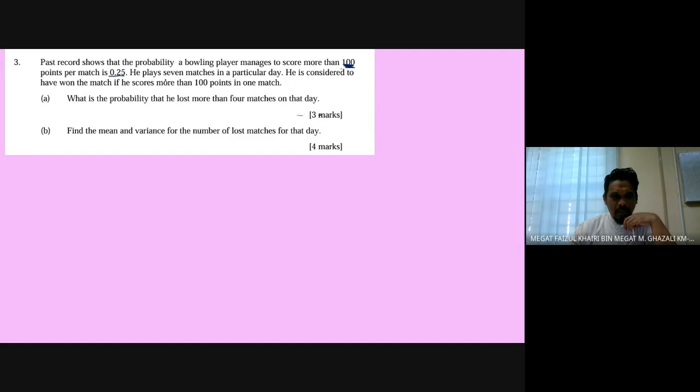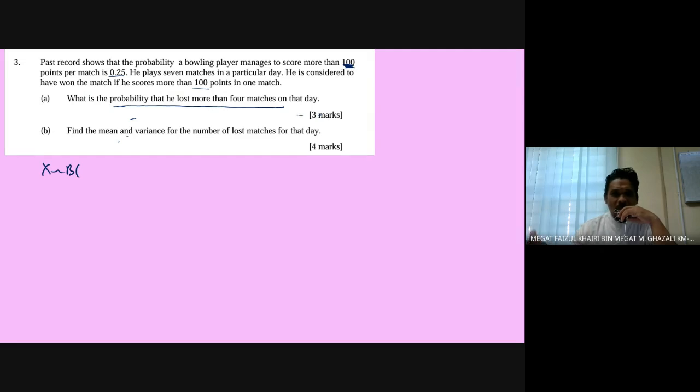Okay. He can play 7 matches in a particular day. He's considered to have won a match if he scored more than 100 points in one match. Now the question is, what is the probability that he lost more than 4 matches on a day? So, X is binomially distributed. So, class, we might think that if the player scores more than 100, then he gets 0.25, he is a success. In this case, look at the question. What is the probability that he lost more than 4 matches?